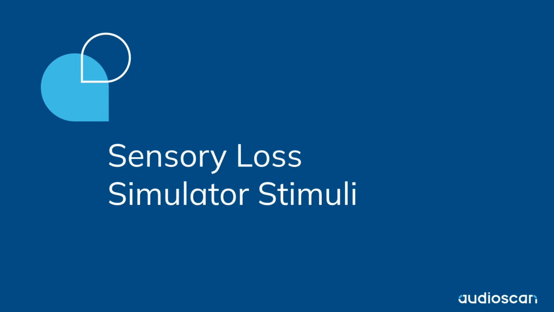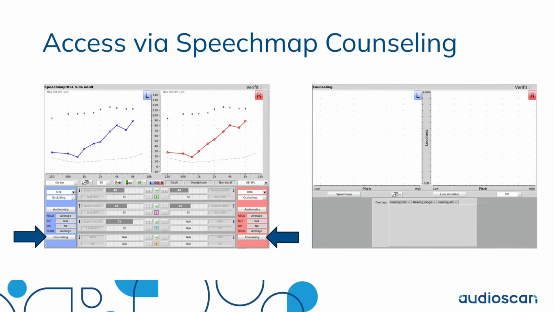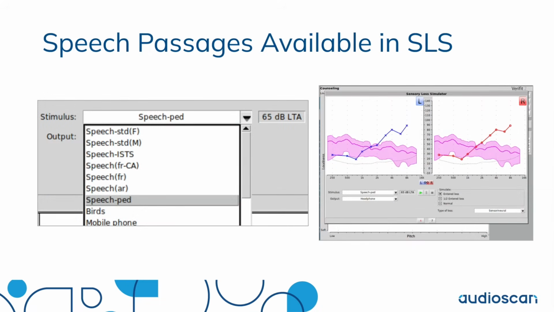Sensory Loss Simulator Stimuli. We've enhanced counseling by adding new stimuli to the Sensory Loss Simulator, an effective tool that helps family members experience sound as the patient hears it, deepening their understanding of the impact of hearing loss. The Sensory Loss Simulator is accessed via selecting Counseling from Speech Map, and then selecting the Loss Simulator button. Once you're ready to counsel family members, you can choose your preferred stimulus for the simulation. In addition to the stimuli previously available in the Sensory Loss Simulator, all calibrated speech passages selected for use in Speech Map are now available for Loss Simulator counseling demonstrations.